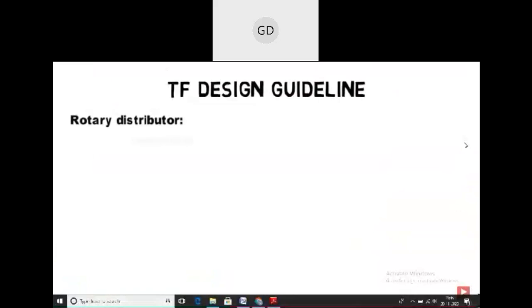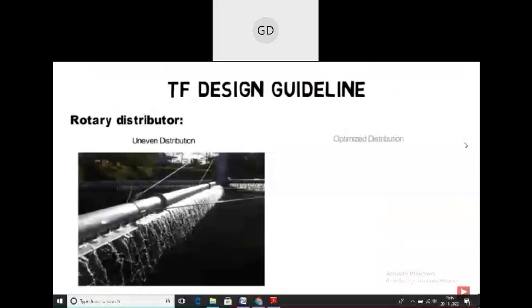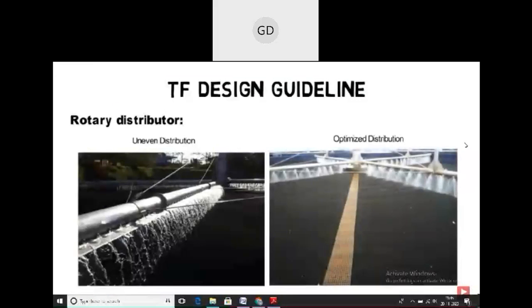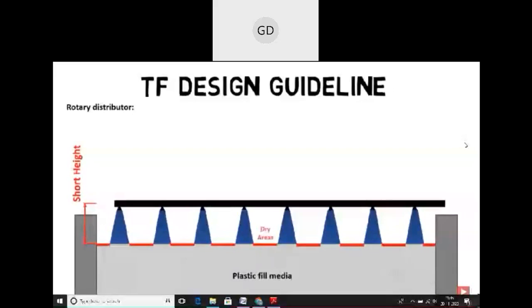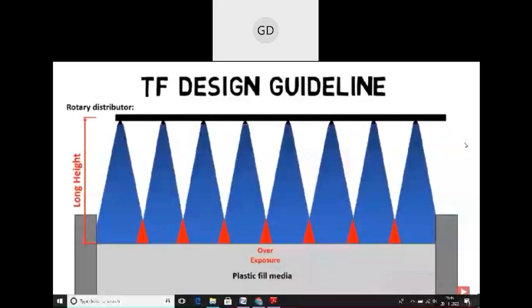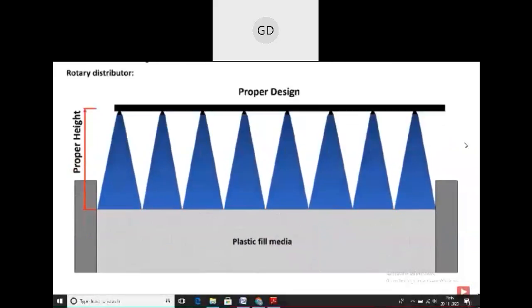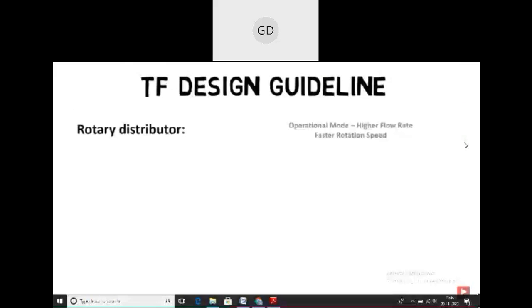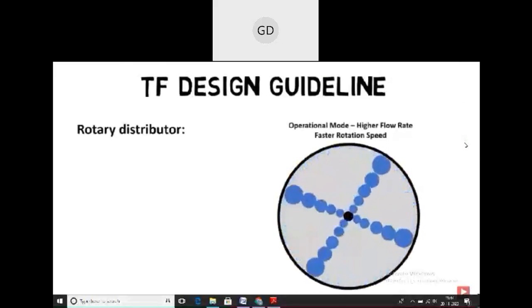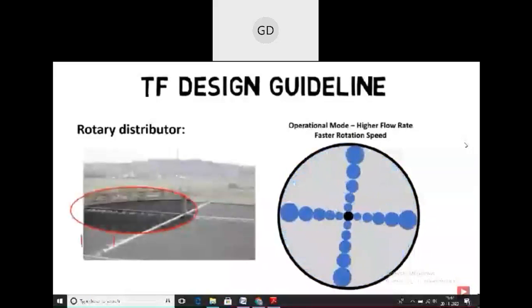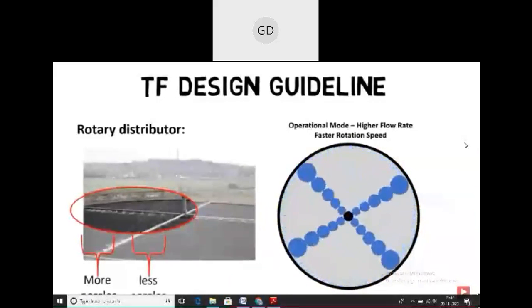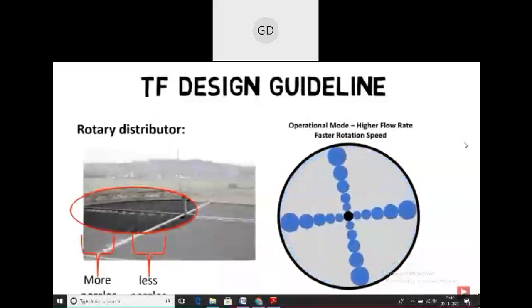Finally, the purpose of a rotary distributor is of course a good water distribution, so it's also used for plastic film media flushing. For an even spray pattern, a certain distance between top of plastic film media and rotary arms must be determined. As the spray area enlarges with increasing distance from the central shaft, more spray nozzles have to be placed at the end of the rotary arms, compared to the beginning of the rotary arms.